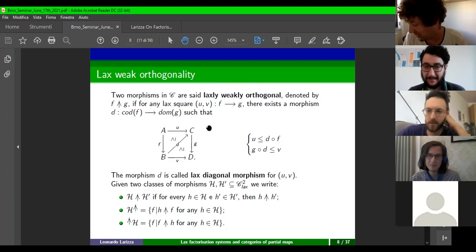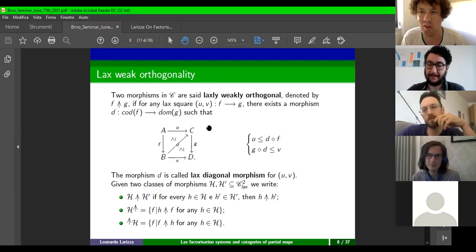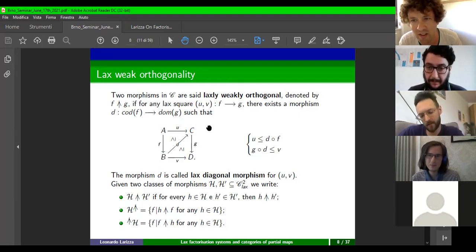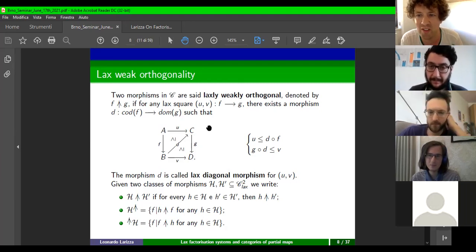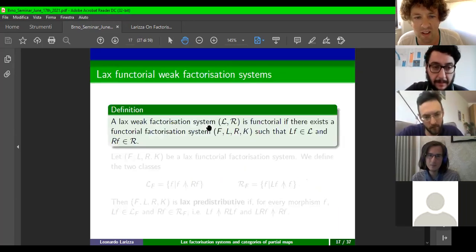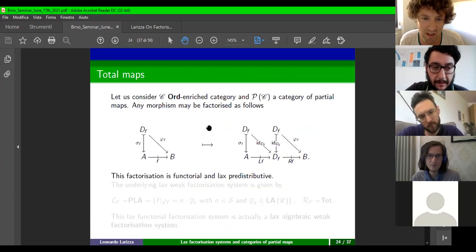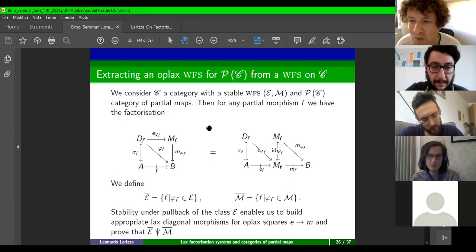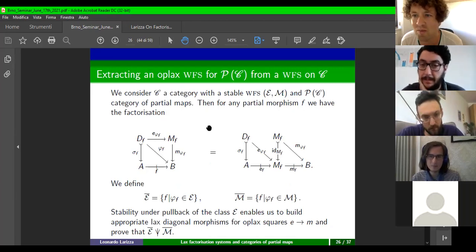And one other question is just, so you have this construction that takes a category C equipped with a weak factorization system, yes, to, I think, a Cat-enriched category equipped with some kind of lax weak factorization system. And I was just wondering, does that have a universal property of any kind?